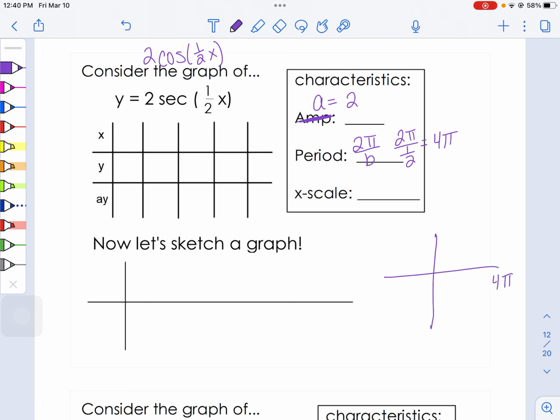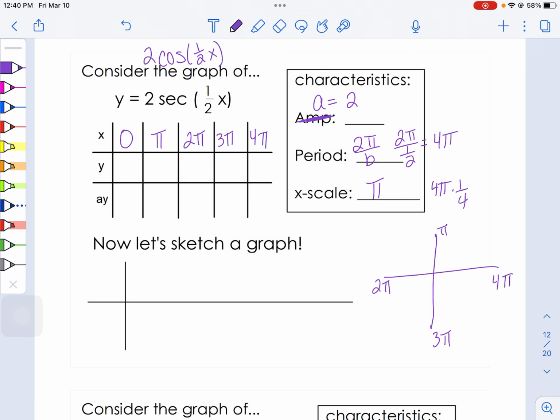If we take 4 pi and divide it into fourths, we're going to get an x scale of pi, which means you're counting by pi's all the way around, because one full cycle you're going to get back to 4 pi. So we've got 0 pi, and you have to remember to start at 0, then pi, 2 pi, 3 pi, 4 pi.